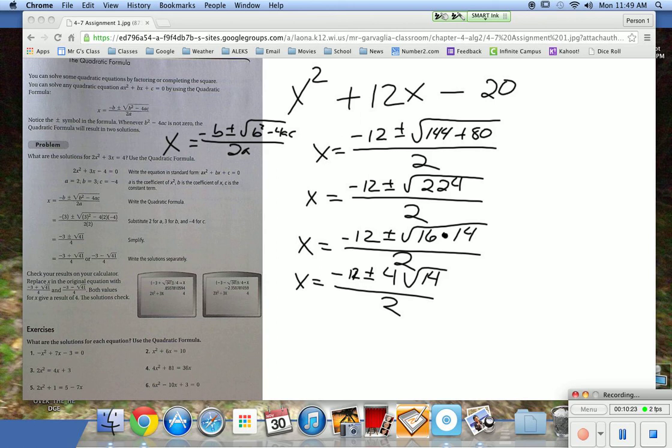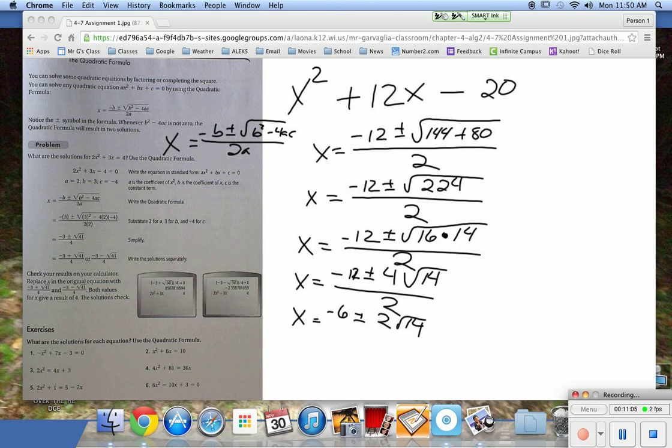Now I can take it. No, because it's in the square root. You can't do that. So now I can take this out. Now I can say x equals 2 divided into 12 is a minus 6, plus or minus, and into this would be 2 square roots of 14. So what I did is I divided my 2 into both of those.